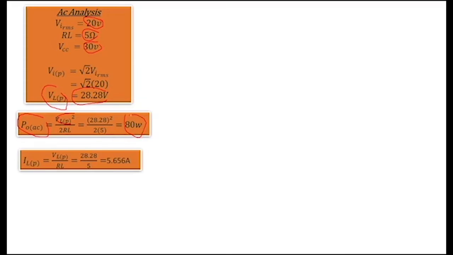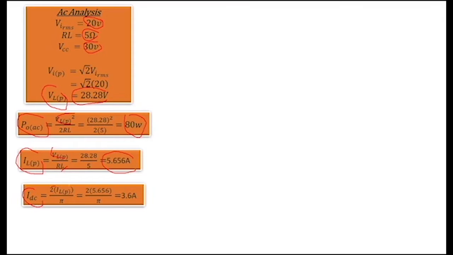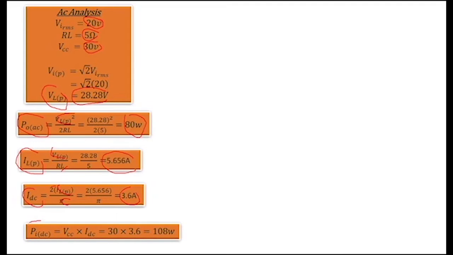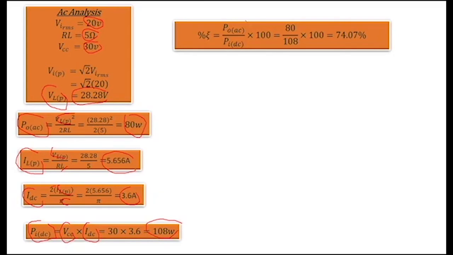So we will get 80 watt. Then we want to calculate P in DC. First, we should calculate IL peak, which is VL peak over RL. Then we will get 5.656 ampere. Then we calculate IDC, which is 2 times IL peak over pi, and we will get 3.6. Then we calculate P in DC, which is VCC times IDC. Then we will get 108 watts. Next, we calculate efficiency percentage, which is P out AC divided by P in DC times 100%. Then we will get 74.07%, which is suitable, not more than 78%.